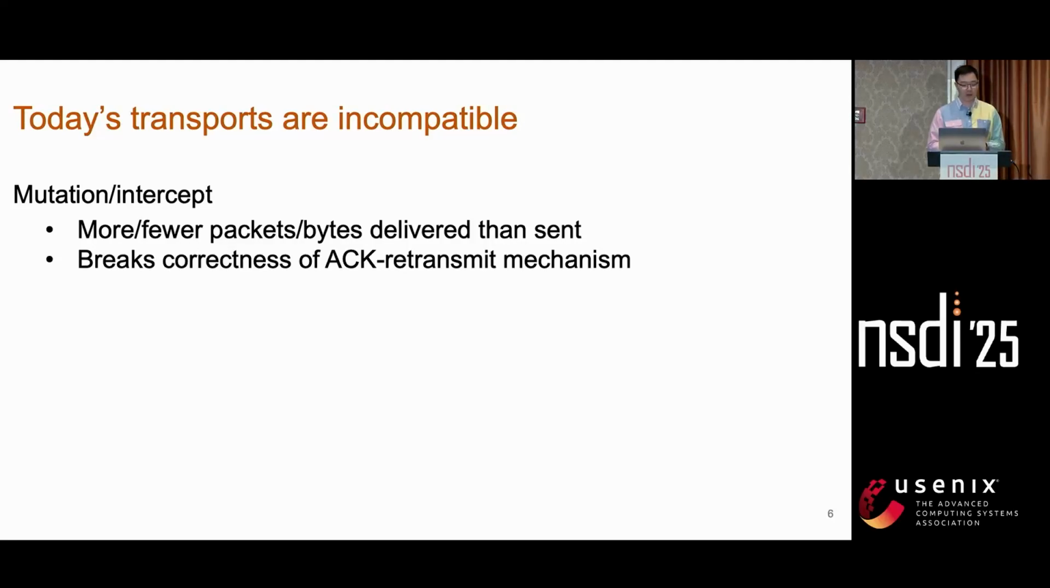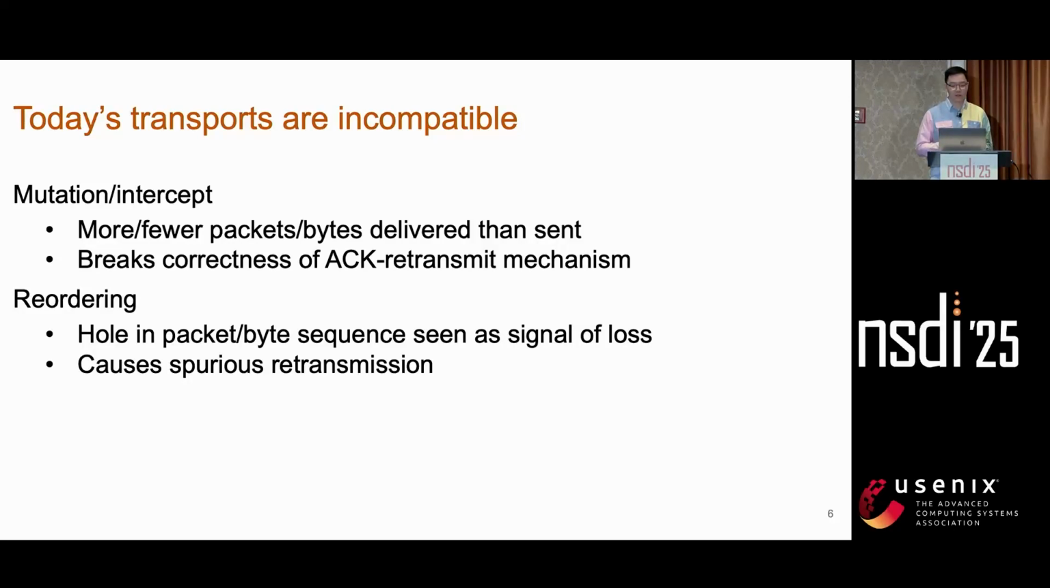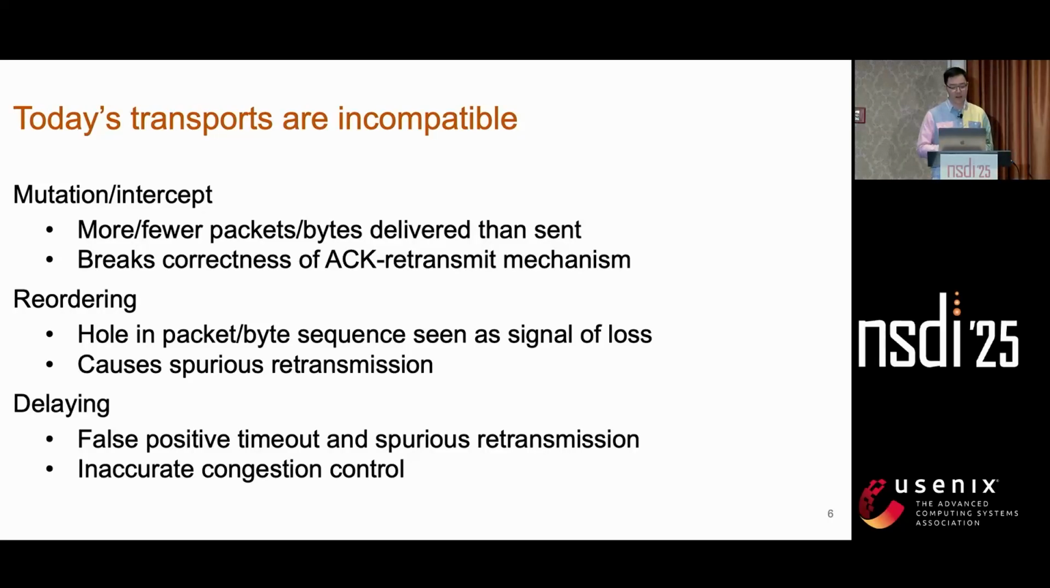Mutation and intercept cause more or fewer data bytes to be delivered than sent, which breaks the ACK-retransmit mechanism that achieves reliable delivery. Reordering leads to holes in the receive sequence, and the protocol can see that as a signal of packet loss and retransmit packets when they're actually not lost. Delaying can exceed the timeout length and cause spurious retransmission. It also causes fluctuations in congestion condition and delays the congestion signal, which makes the congestion control inaccurate.